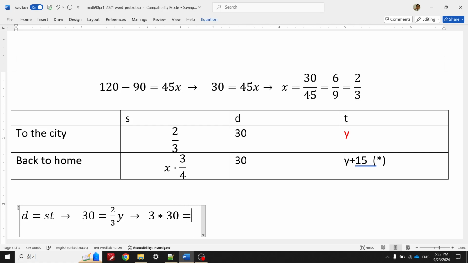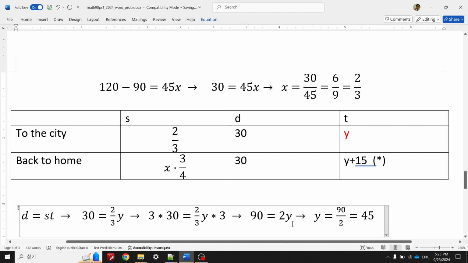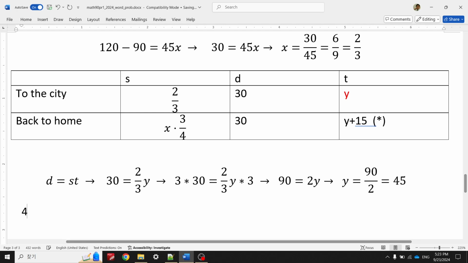Again, the same idea. We hate fractions. So what do we do when we see fractions? We destroy them. We kill them, right? So we get 90 equals 2y. And what's that? y is 90 divided by 2, which is 45. Okay. So what's the answer? 45 minutes.